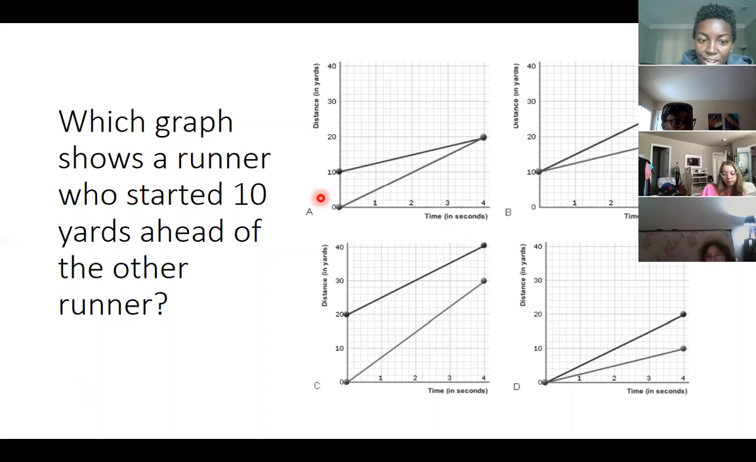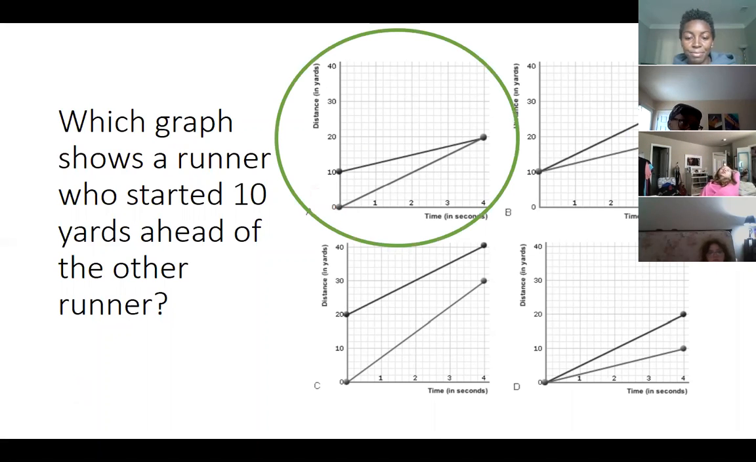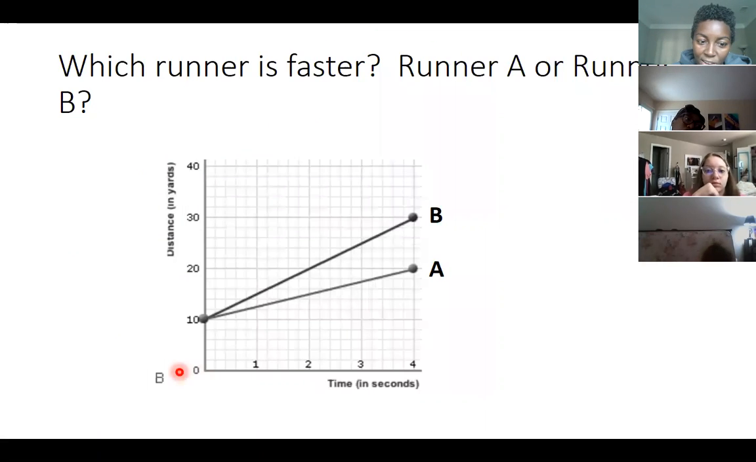A. Very nice. Graph A, right? This guy started at 0. This guy started at 10. So he started 10 yards ahead of the other one. Very nice. Okay, so it was A. Any questions on that one? Good. All right. Now, we're going to wait 10 seconds.